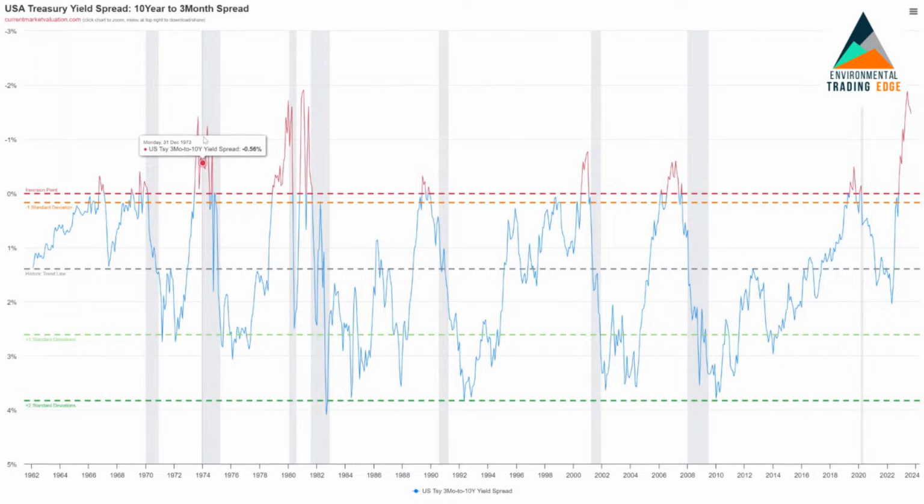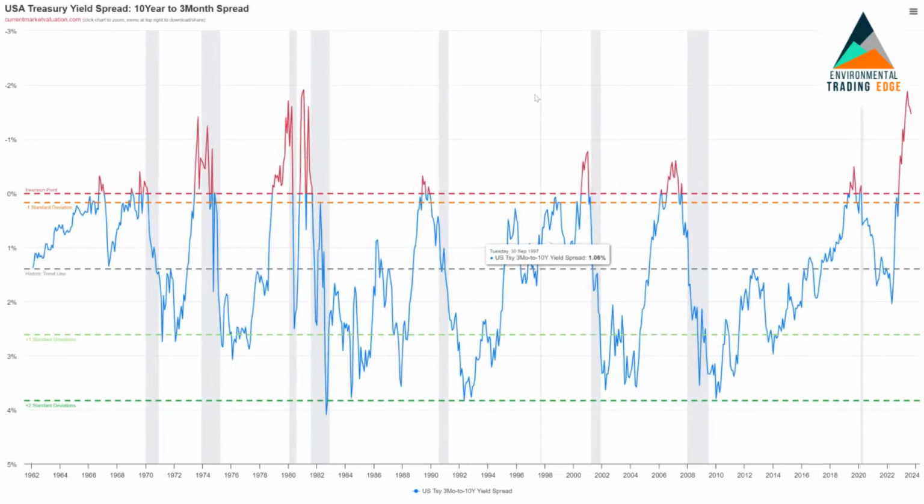the front month of the bond market versus the long dated, the 10-year, 20-year. In this case, this is the 3-month and the 10-year spread. So what happens is, to understand why the yield curve typically precedes a recession, we have to first understand why the yield curve inverts and what it means.